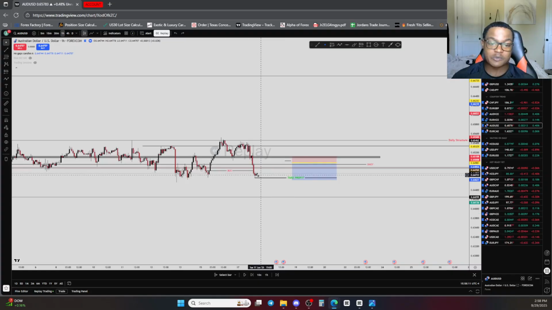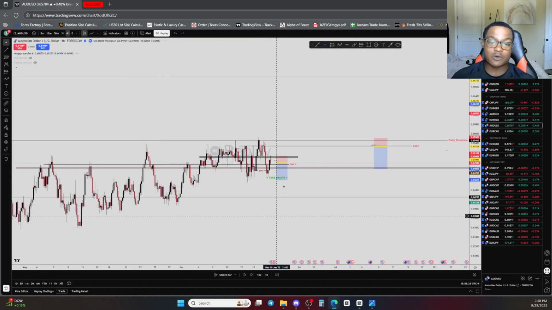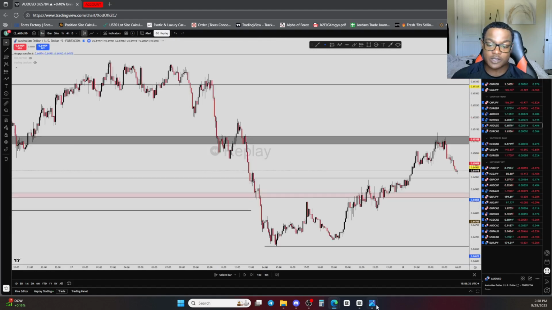So now I simply wait for price to retrace back towards this area, allowing the 4-hour time frame and the 1-hour time frame to form the retracement back towards my area of interest. We fast forward, we see price form the retracement back towards this area of interest on the 1-hour. You see it on the 4-hour get established as well.